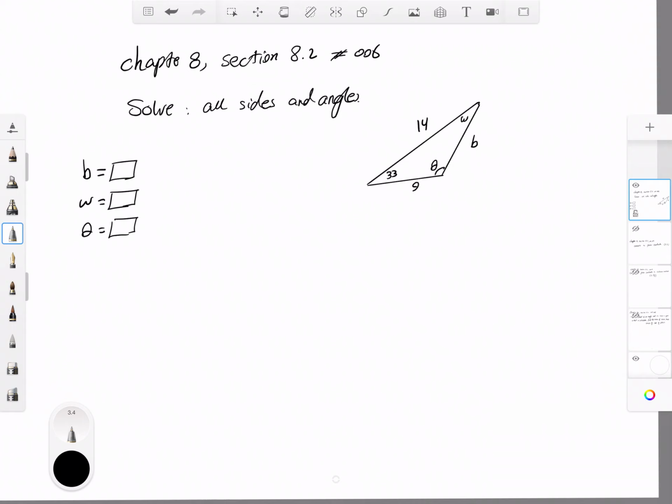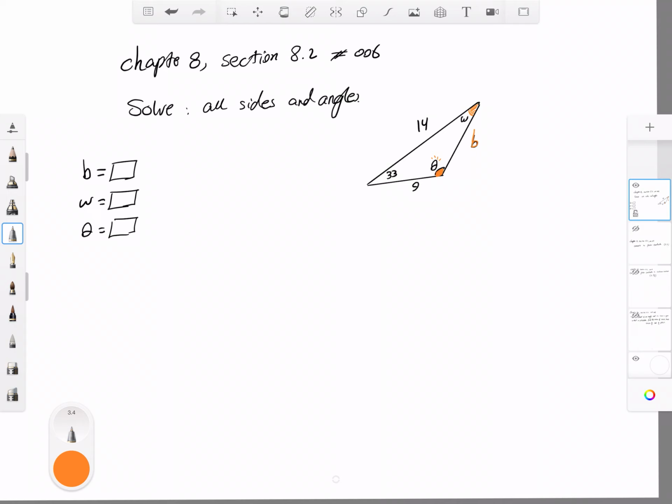The first question is in chapter 8, section 8.2, number 6. They give us a triangle and ask us to solve the triangle. Solving means we need to find all the sides and all the angles that are unknown. Here we need to find theta, omega, and b. Definitely this is not a right triangle, so we need to use law of sine or law of cosine.